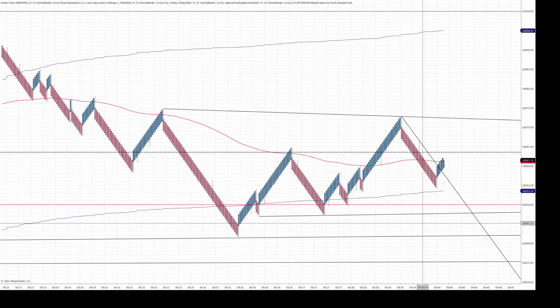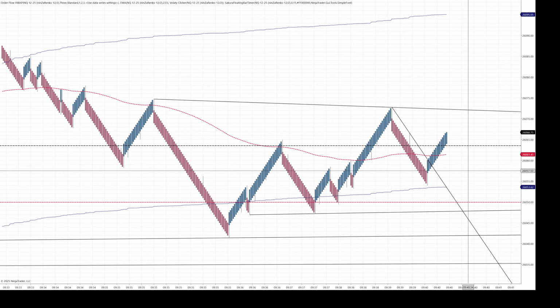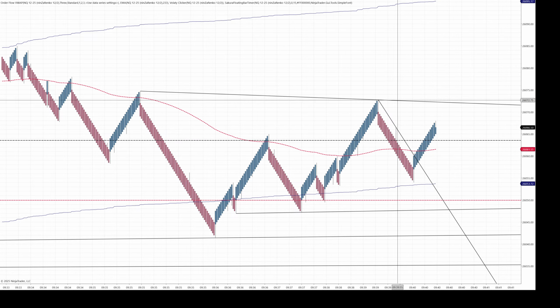And so right now we're just waiting for price to come into an area of interest. We are at an area of interest right here. But if it did pull back and retest and go back up, we might be running into this downward trend line that I have drawn here.